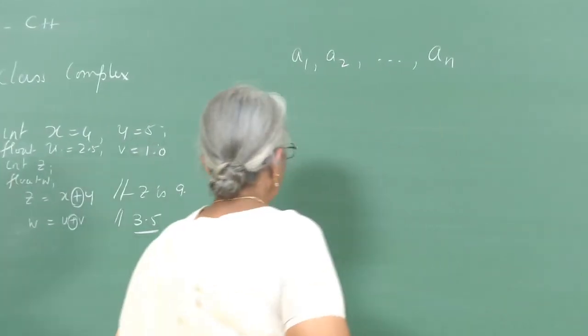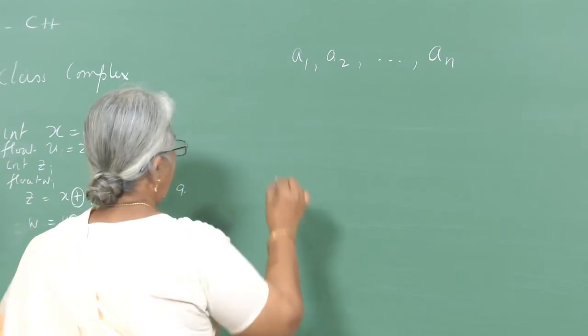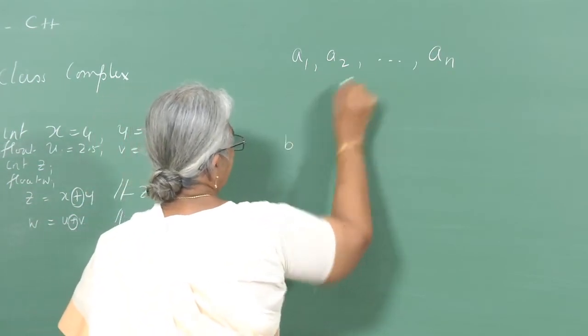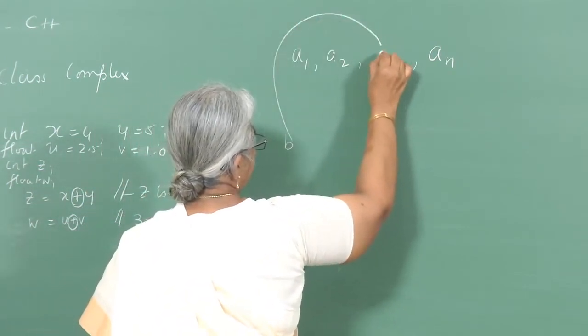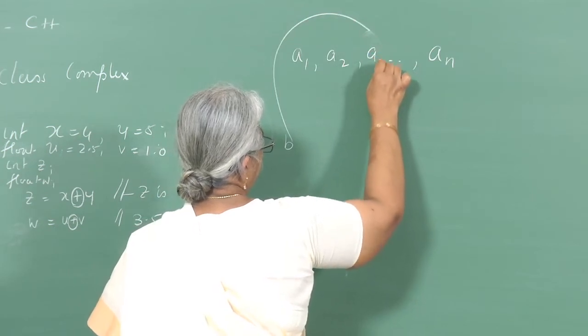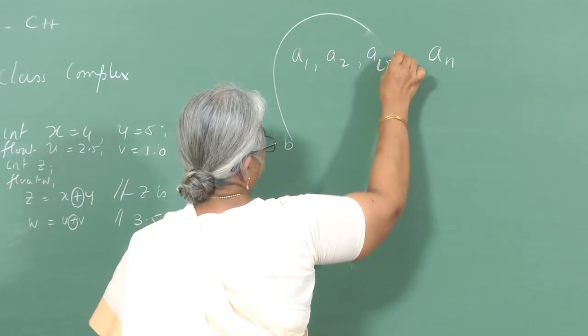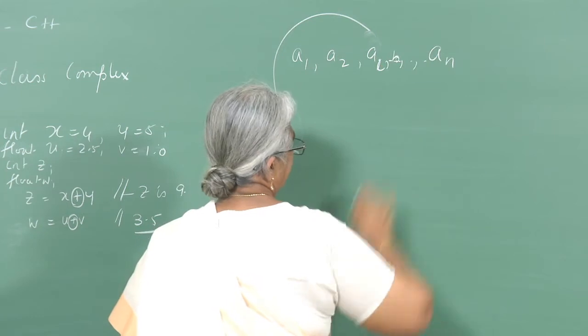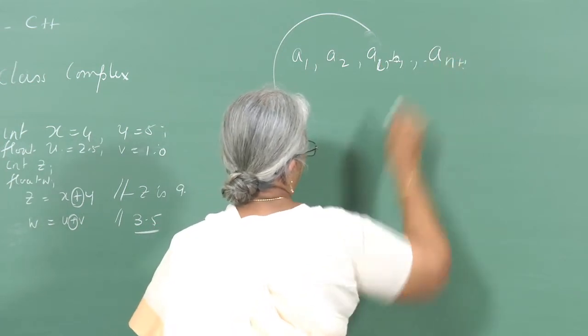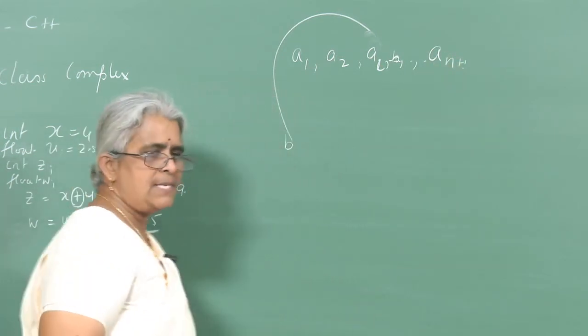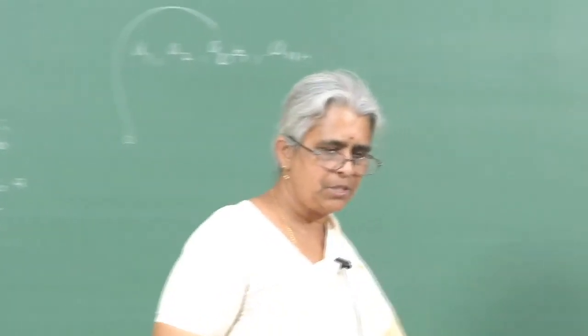Now, a new element comes along, let us say B or something, and I want to insert it into the list. I want to insert it, let us say after some AL, where L is the position, and put it here and then make this list. This will become AN plus 1 now.